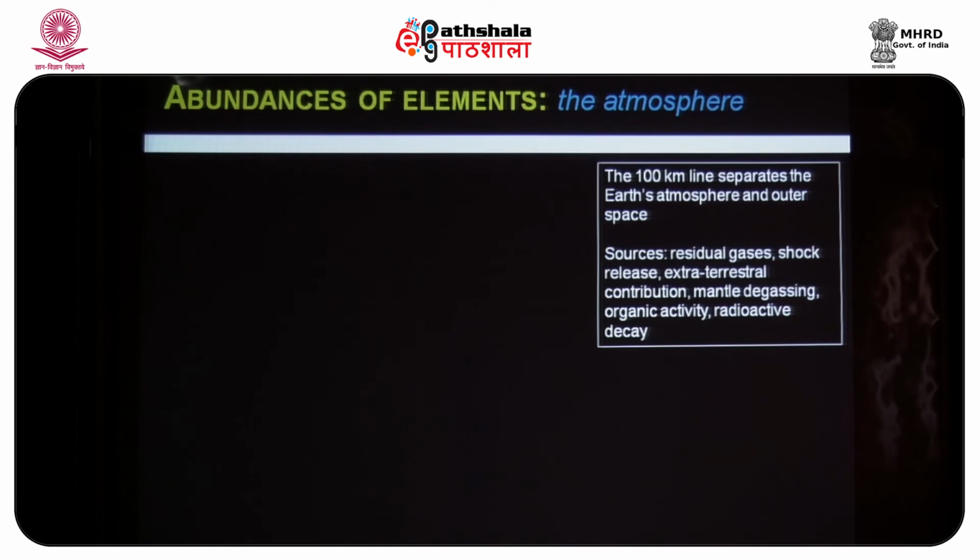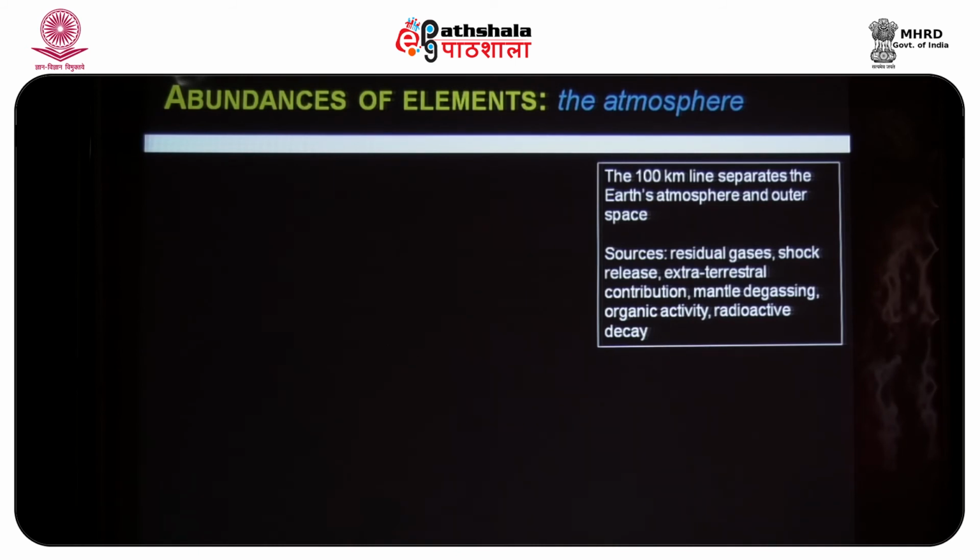So, the sources of different elements that we see in the atmosphere, or that can contribute elements to the atmosphere, are of course the residual gases which remain after the formation of the solid earth, and the shock release, that means the meteoritic impacts, which might have released some gases from the earth into the atmosphere. Then the extraterrestrial contributions, again coming from the meteorites and other impact materials. Then mantle degassing: we know that the mantle quite often produces magma which comes up to the surface, and along with this magma it brings out a lot of volatiles or volcanic gases. So, that can also contribute to the atmosphere.